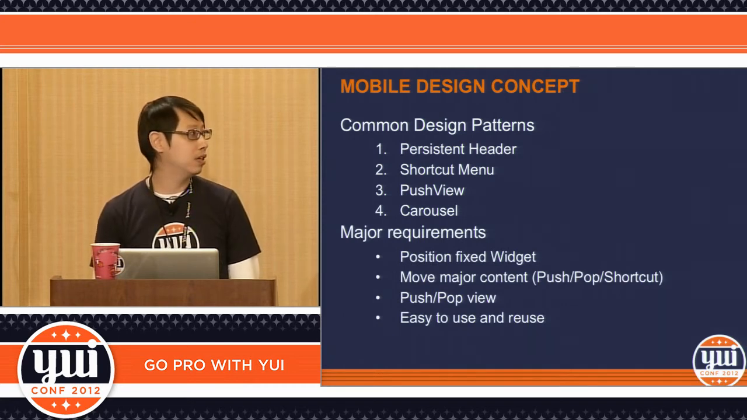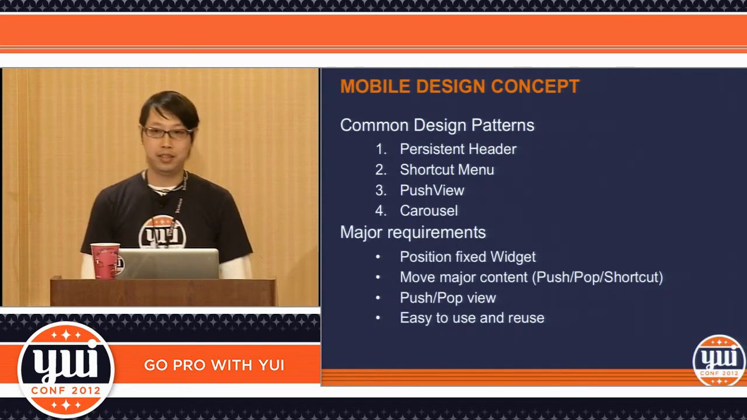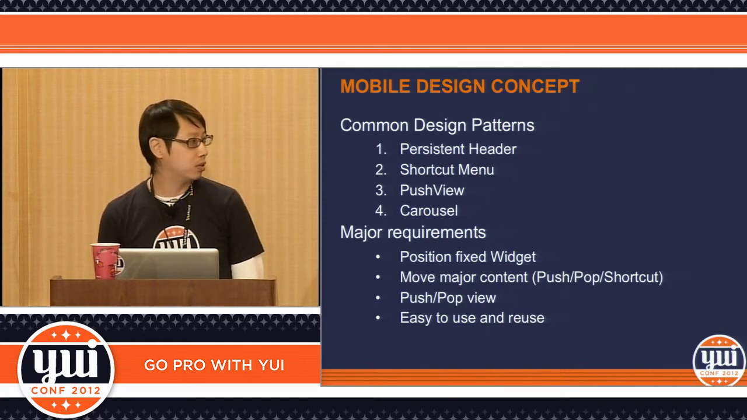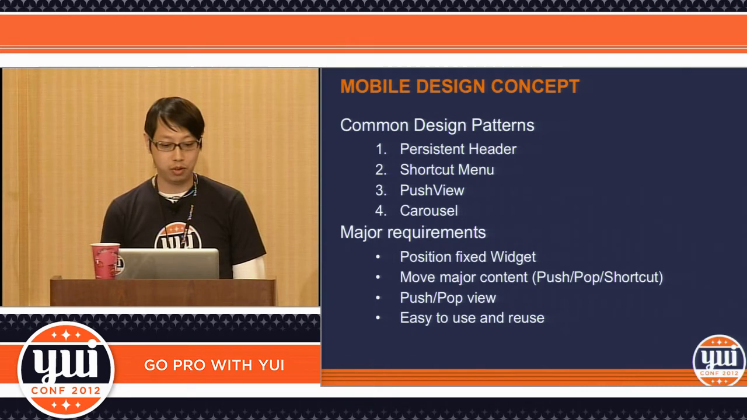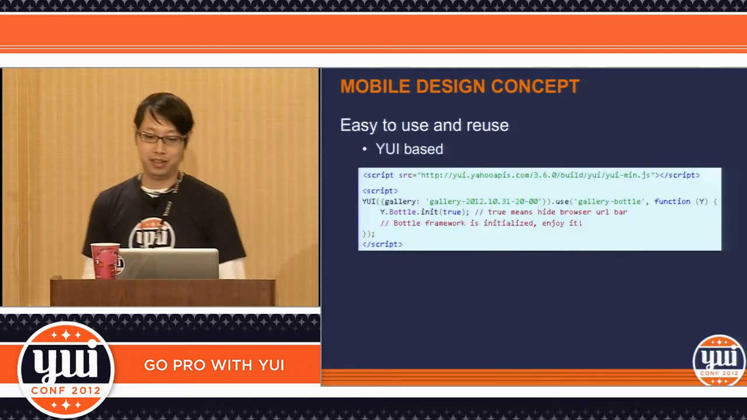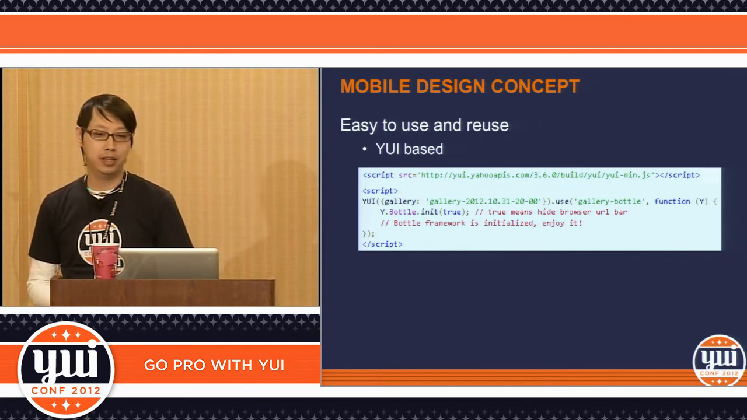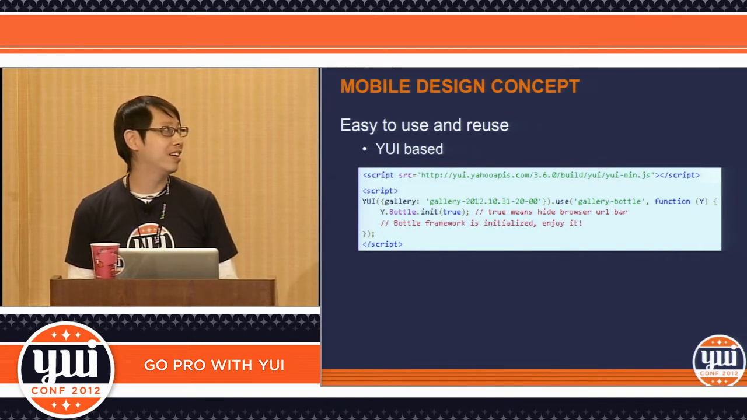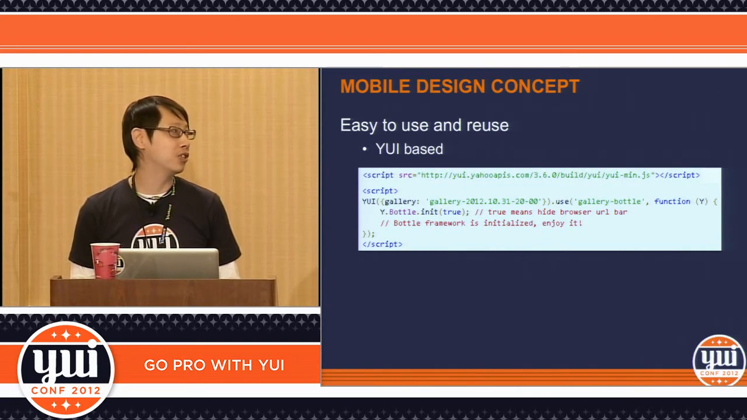Here comes our library's major requirement. Here we have fixed position widget and push pop, and we need to move the content, reposition it, and we need our library to be easy to use. So we put our library on YUI Gallery, then it will be easy to use. You can just write some JavaScript code, initialize our library, then everything is done.